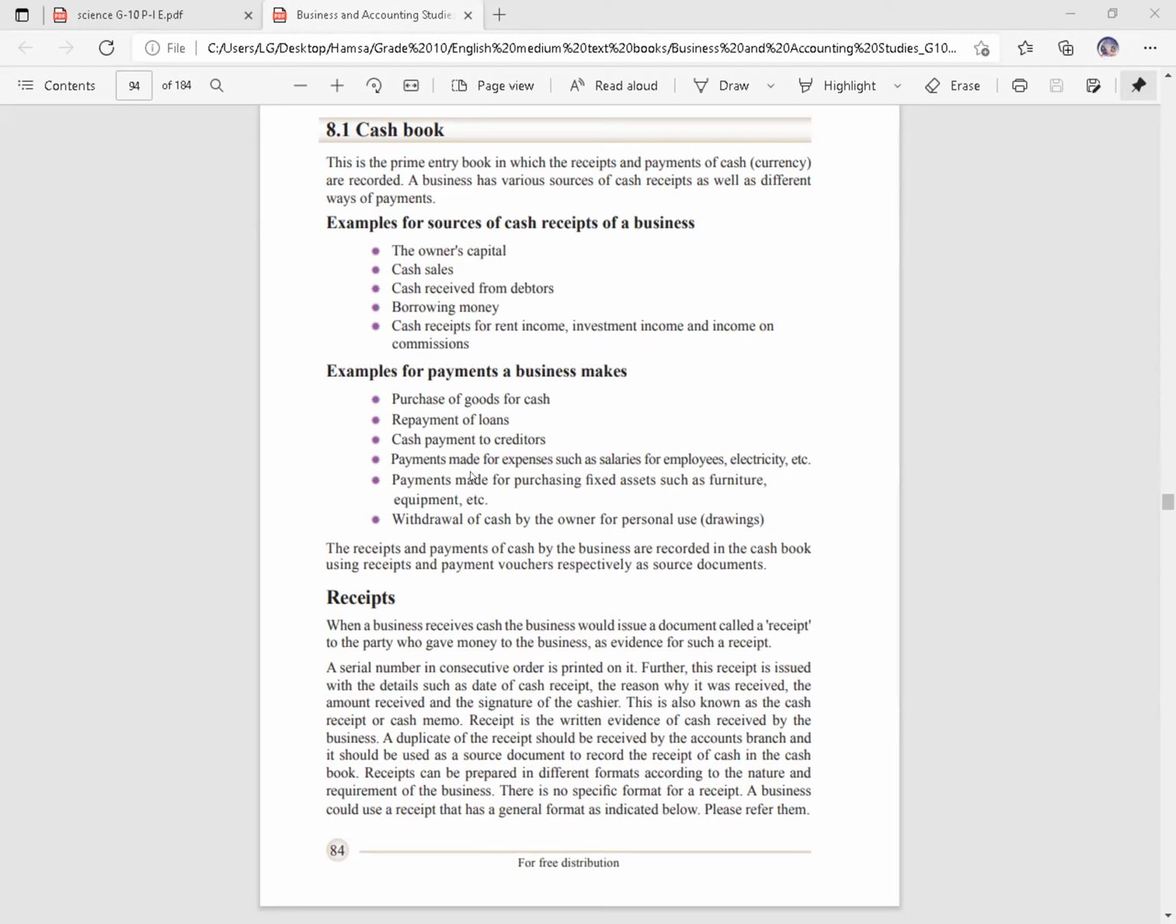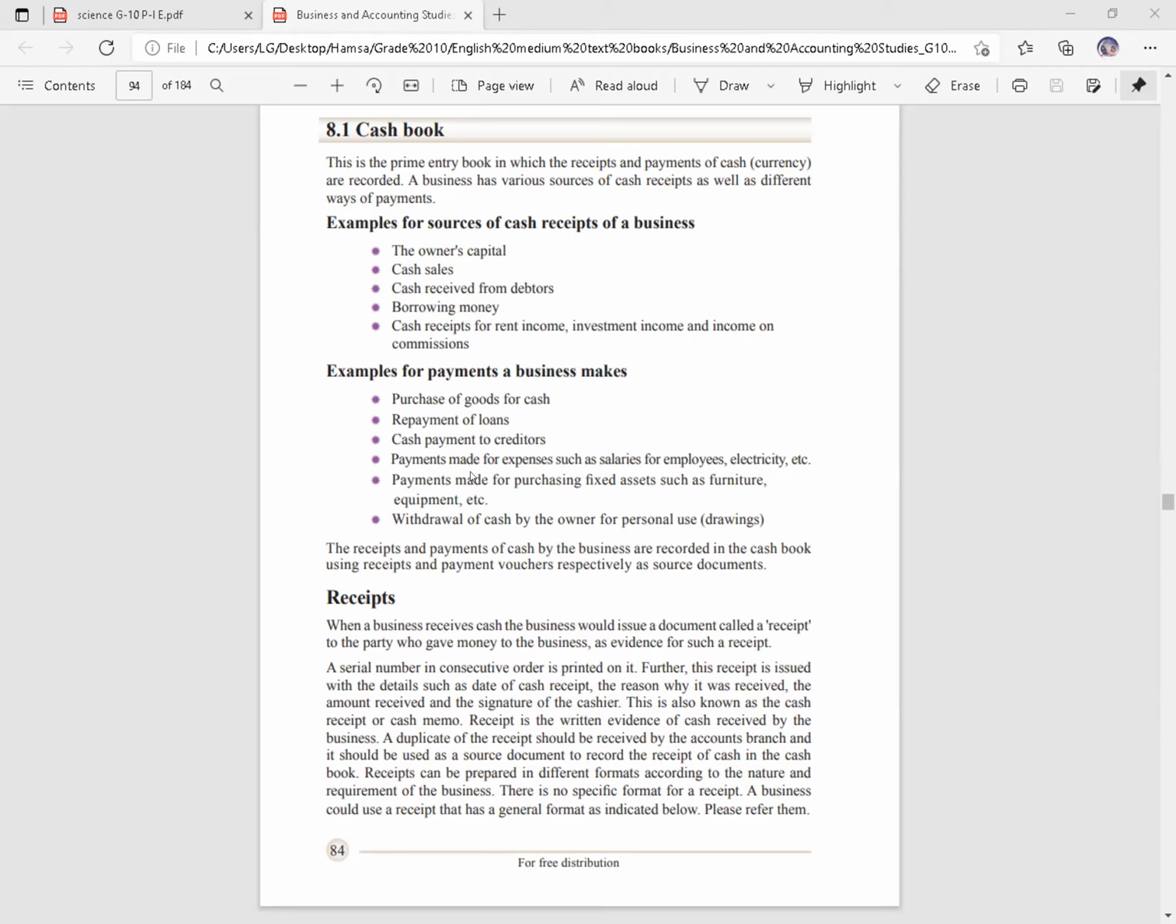When you buy non-current assets for the business, you will make a payment there, right? So those payments also result in cash outflow, right? Next one, withdrawal of cash by the owner for personal use. Yes, drawings. Drawings will come under the payments, right? Cash is going out of the business.